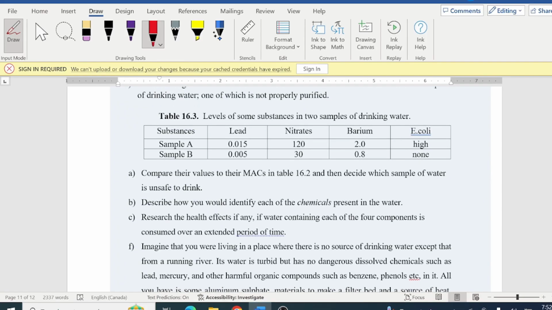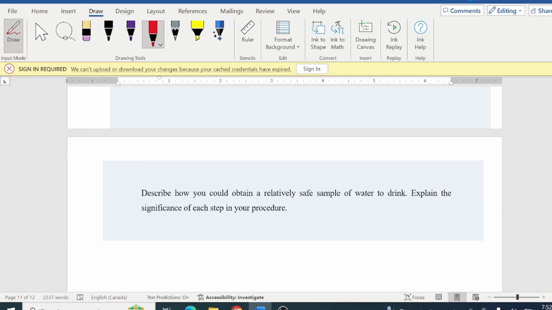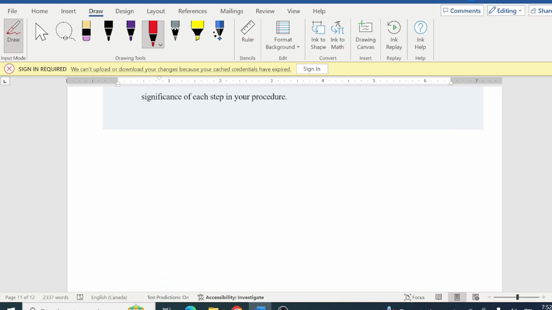All right, so that was how water is purified. Okay, I hope that was useful.